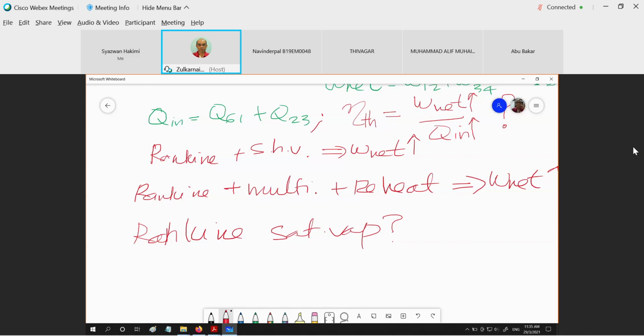Remember? I did the explanation why we need Rankine saturated vapor. Guys? Any response? Because the most efficient, doctor. Most efficient? No, not because of most efficient. This is the purpose: to convert the Carnot cycle towards a more practical and applicable cycle, which is Rankine.